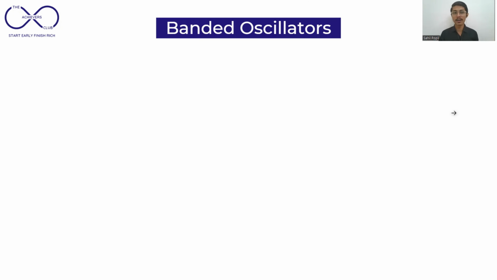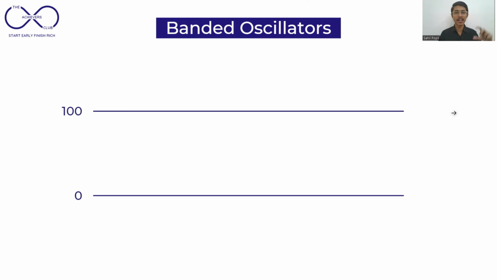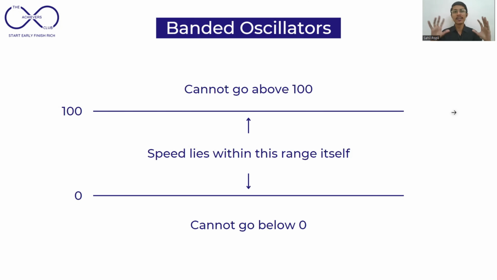Similar is the concept of banded oscillators, where it is like a band between 0 to 100. Let's consider that particular index or that particular stock, whatever you calculate, the speed will lie within that particular range of 0 to 100. It cannot go below 0 and it cannot go above 100. So this is the basic understanding of what banded oscillators are all about.